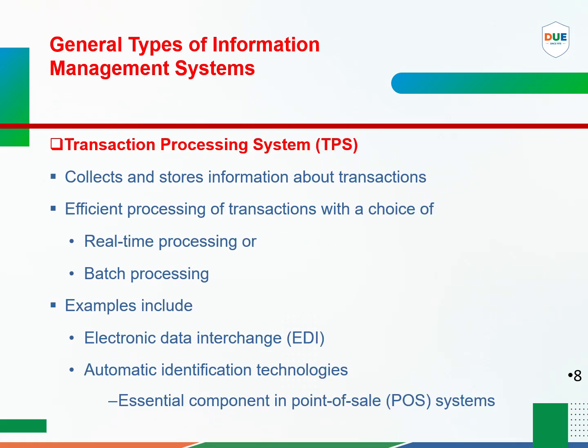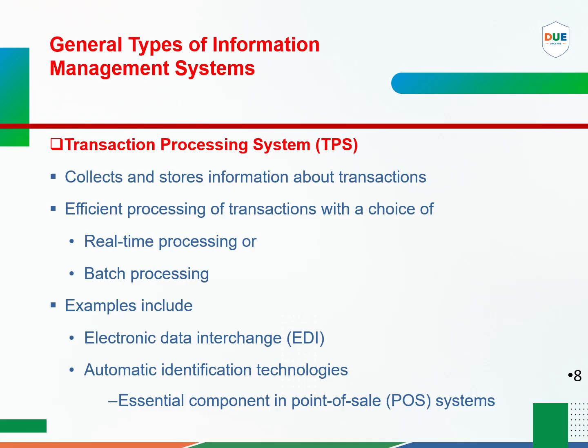We now shift to transaction processing systems, or TPS. A TPS collects and stores information about transactions such as orders, shipments, receipts, and payments. Its primary objective is efficient, reliable processing of large volumes of routine transactions. Organizations can choose between real-time processing and batch processing. Real-time processing updates records immediately. For example, inventory is reduced as soon as an order is scanned at the checkout. Batch processing collects transactions and updates records at set intervals, such as once per night. Both approaches are used in logistics, depending on the urgency and volume of the data.